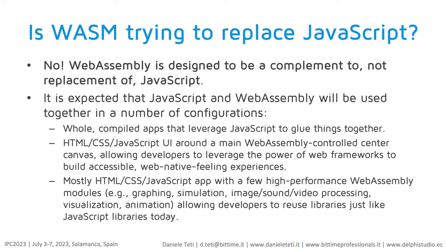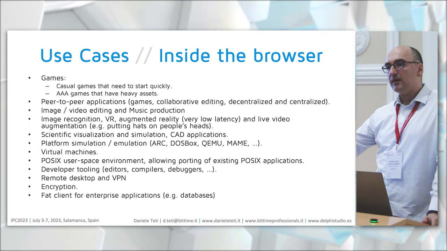Or you can create your UI in HTML, CSS, JavaScript, and then you have, for some kind of specific processing, hard things in WebAssembly. Or you can just use WebAssembly as a library. You have an application with JavaScript, and just use WebAssembly because you have the binding for WebAssembly directly in the JavaScript engine. This is the proposal of the WebAssembly committee that allows you to reuse WebAssembly libraries just like you do today for JavaScript libraries.